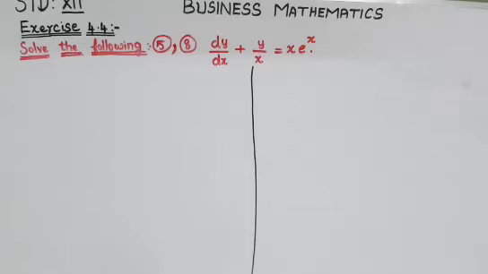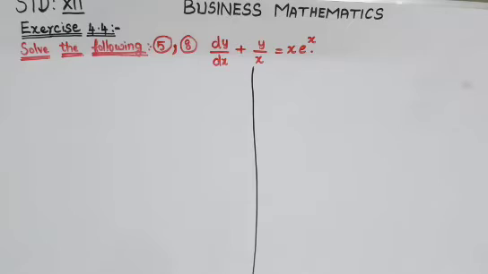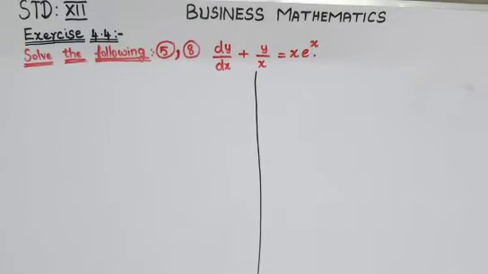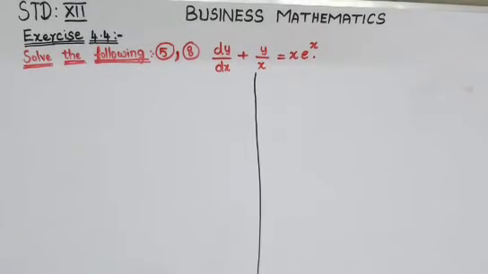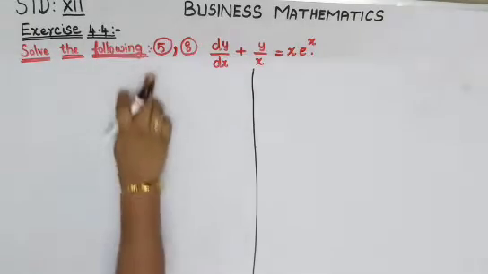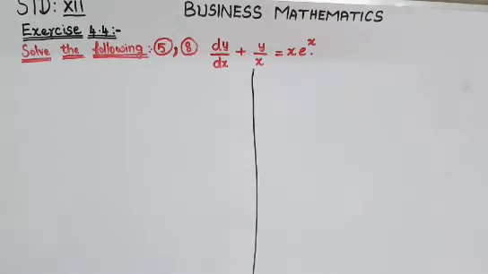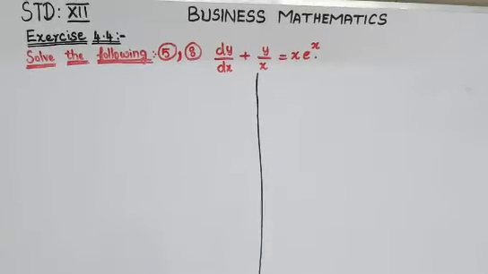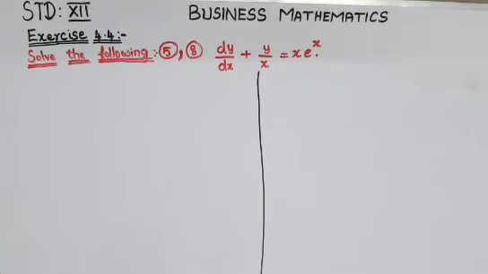Standard 12th Business Mathematics, exercise 4.4, solve the following. The 5th and 8th questions are the same. Both questions, 5 and 8, have been given the same question, so I have just written it once. It is dy by dx plus y by x is equal to x into e power x.